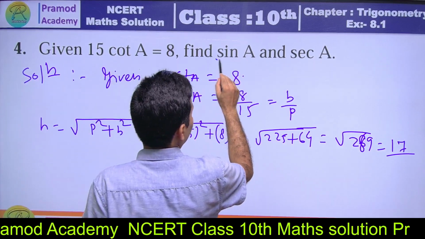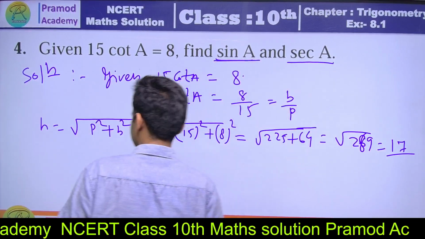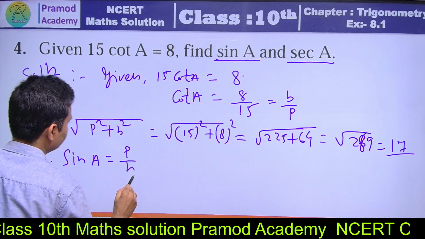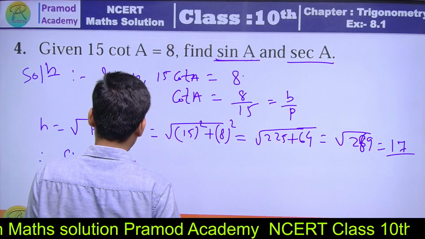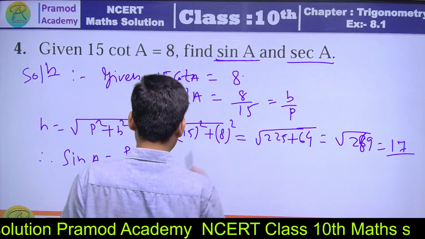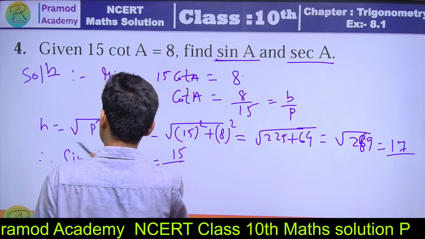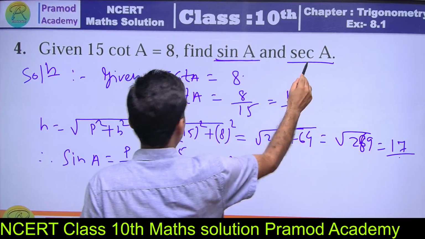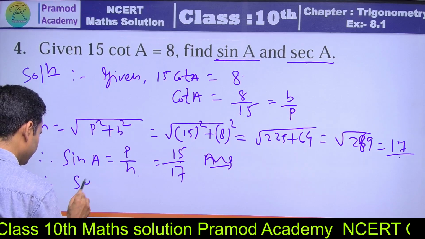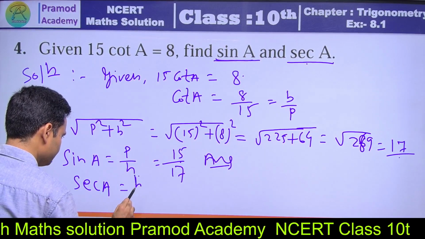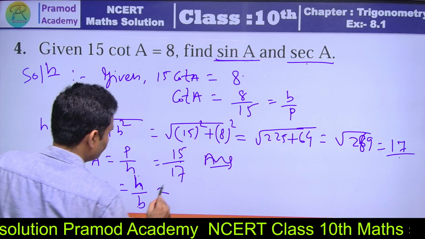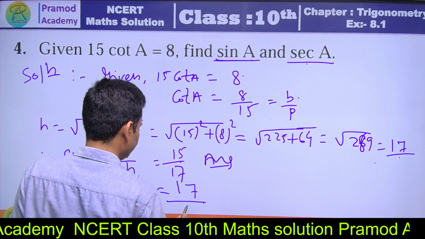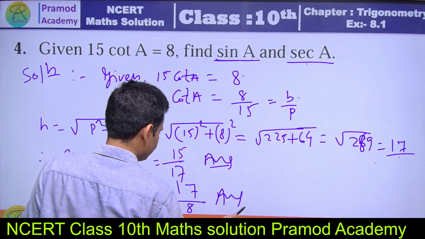Now we have to find the value of sin A and sec A. So sin A equals P by H. Here the value of P is 15, the value of H is 17. So it is 15 by 17. Second, sec A. So sec A equals H by B. What is the value of H? 17 and the value of B is 8. 17 by 8. This is the answer.